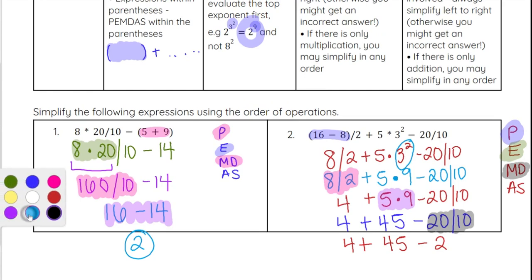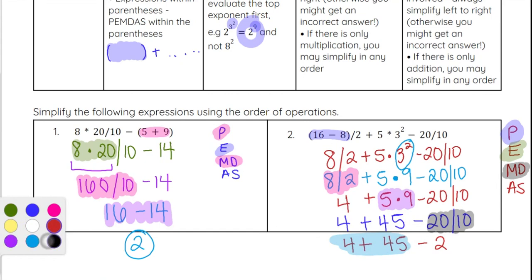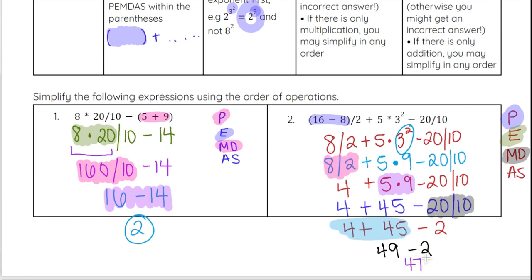And I can go ahead and take a look at addition and subtraction. So there is addition and then there is subtraction. So we're going to go ahead and do that left to right. So we will do 4 plus 45 first. And when we do 4 plus 45, we get 49. And then we subtract 2. And when you do 49 minus 2, you get 47. And that is our answer on that one.